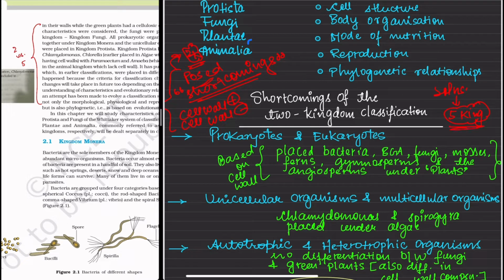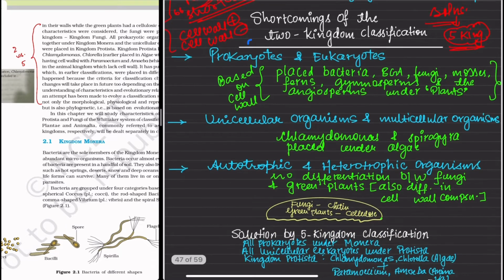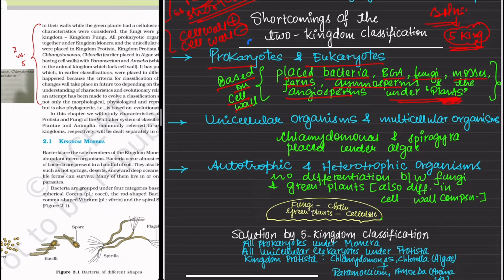The two kingdom system, based on cell wall, placed bacteria, blue-green algae, fungi, mosses, ferns, gymnosperms, and angiosperms under plants. It put all the things that contain cell wall under plants. All the organisms that were discovered till Linnaeus and that contained cell wall were put under plants, and those that did not have cell wall were all put under animals. So this is the first shortcoming.